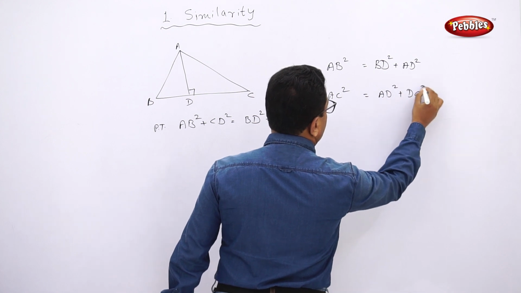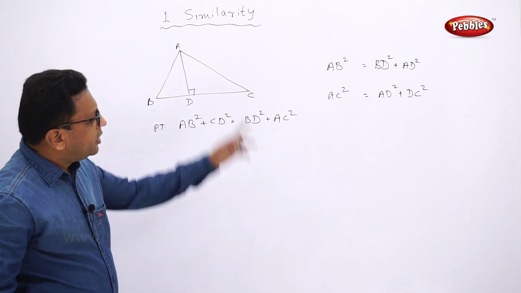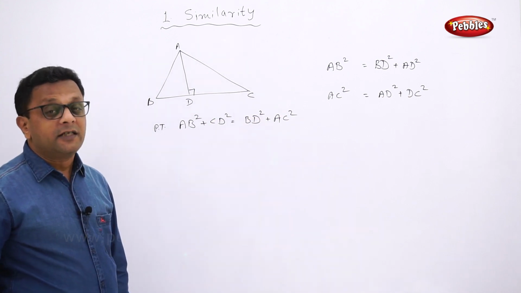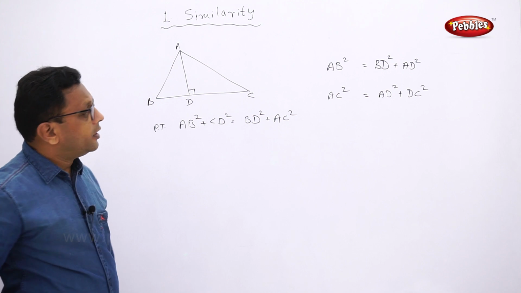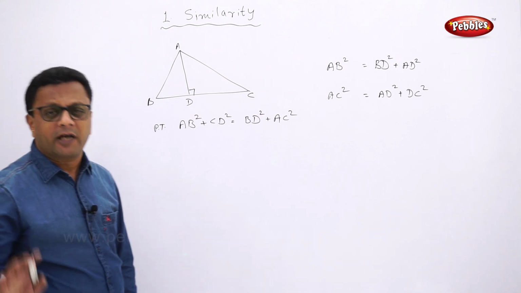AD square plus DC square. Now can you see any similarity in that? Yes, AD square is there in both the expressions, or both the equations. So what I'll do, I'll simply subtract.